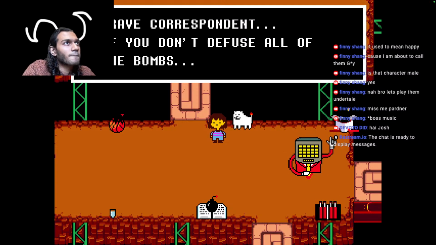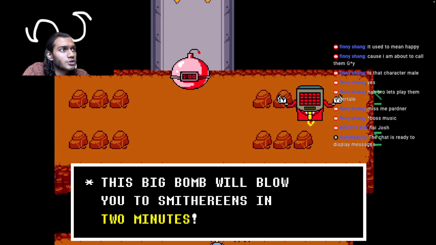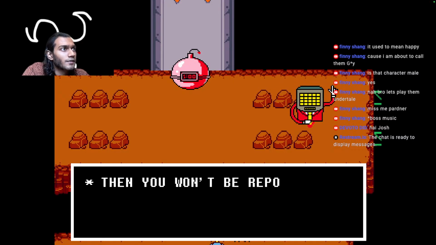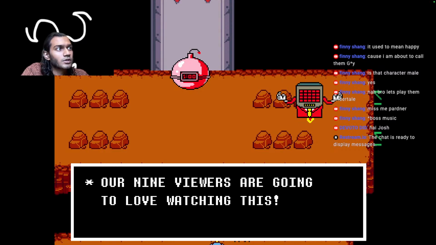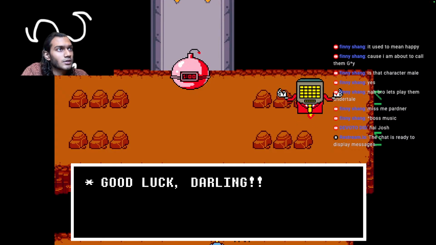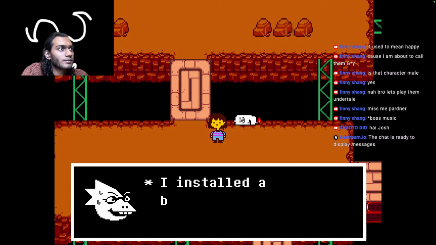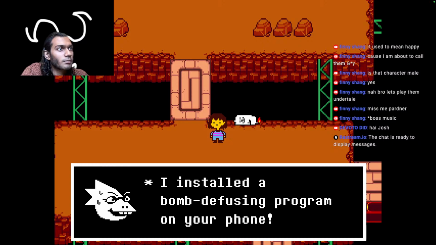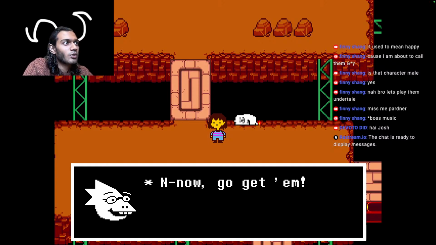Get out of here. If you don't defuse all the bombs, this big bomb will blow you to smithereens in 2 minutes. Then you won't be reporting live any longer. How terrible, how disturbing. Our 9 viewers are going to love watching this. What happened to 10 viewers? Good luck, darling. Don't worry, I installed a bomb defusing program on your phone. Use the defuse option when the bomb is in the defuse zone. Now, go get him, tiger.